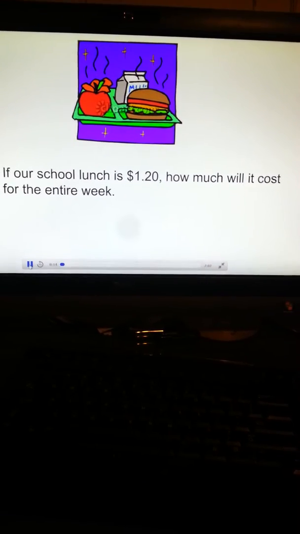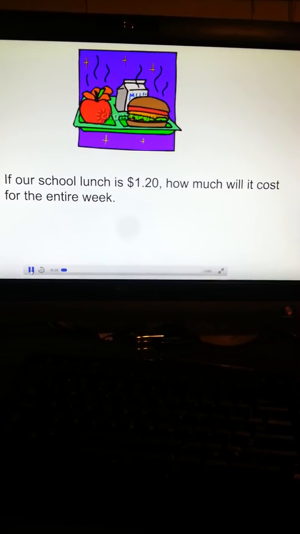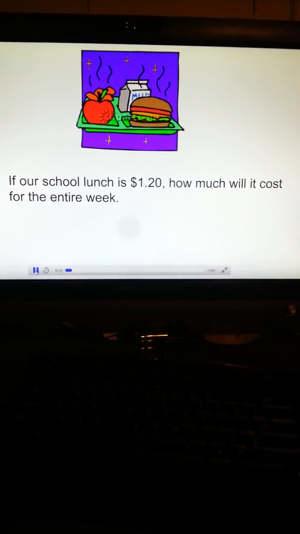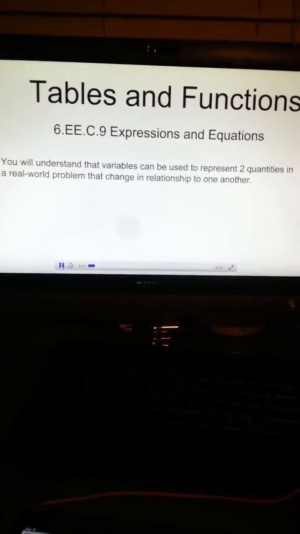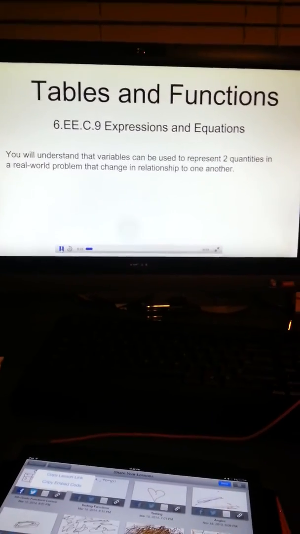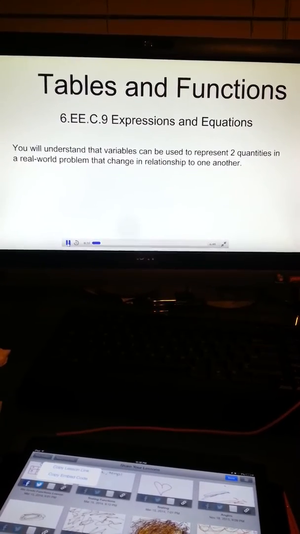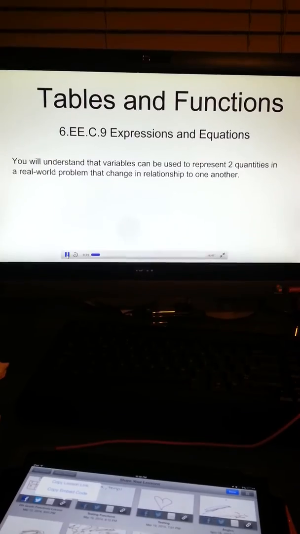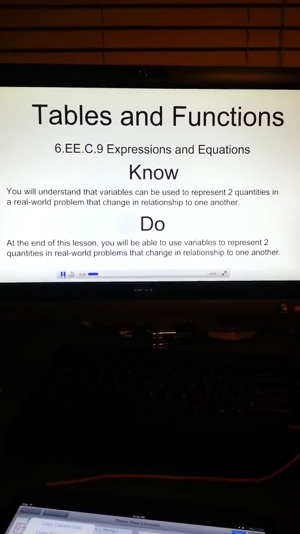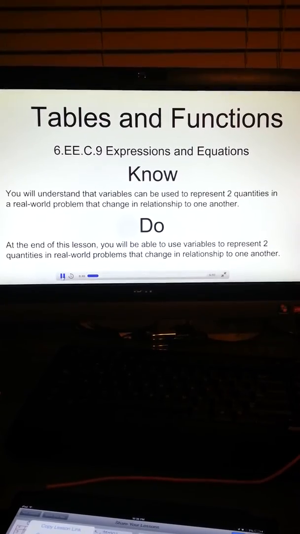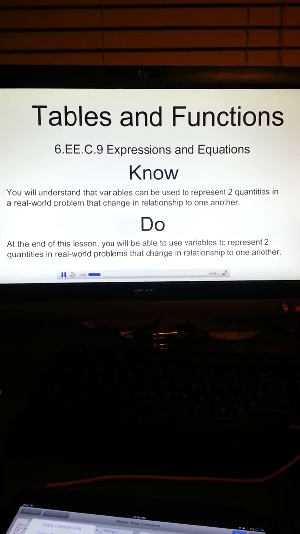Before we attempt to answer this question, I first need to give you some background information by presenting this lesson on tables and functions. With tables and functions, you will understand that variables can be used to represent two quantities in a real-world problem that change in relationship to one another. At the end of this lesson, you will be able to use variables to represent two quantities in real-world problems that change in relationship to one another.